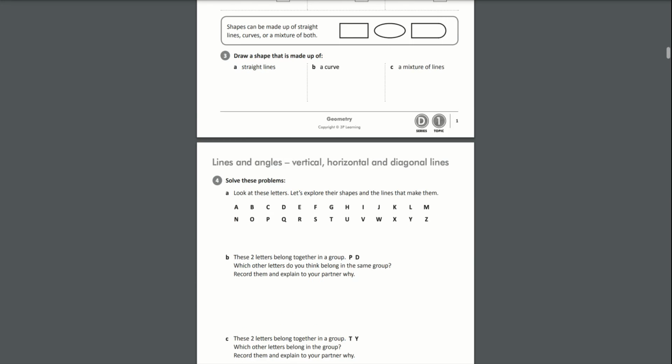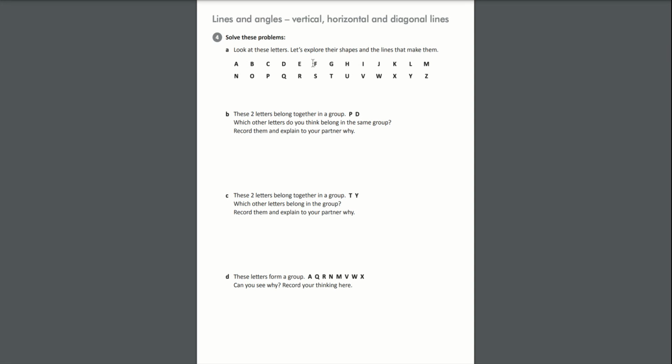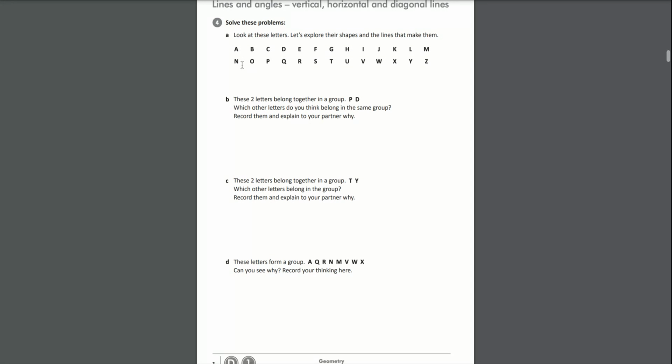Now remember, if at any point you want to pause this video and just be working through the sheet at the same time as I'm explaining it to you, that is fine by me. So on page number 2, we're looking at some letters, and we're going to explore these letters with this page to see what kind of shapes make up these letters. Okay, because all of our letters in our alphabet are made up by lines. So these 2 letters, P and D, belong together in a group. Okay, which other letters do you think would belong in the same group? Record them and explain to your partner why.